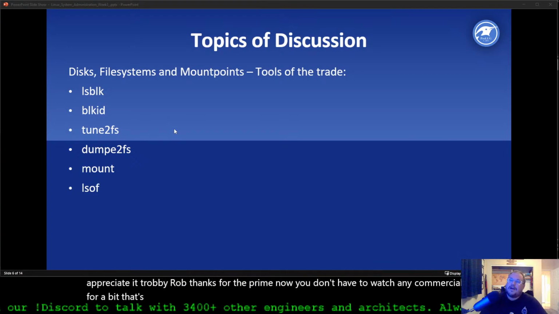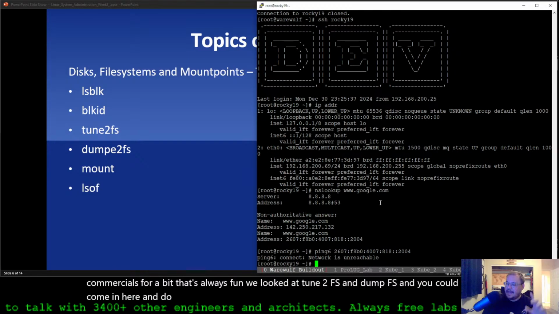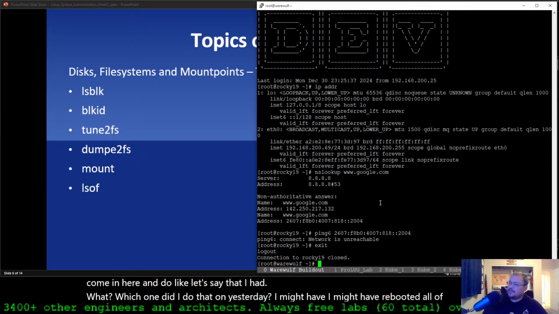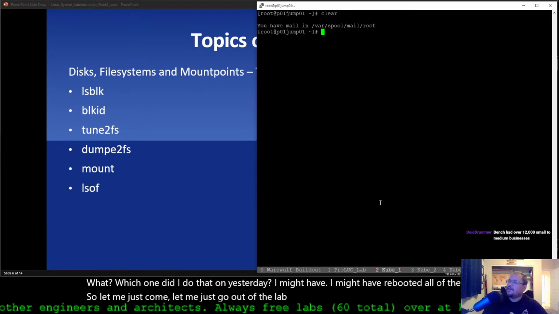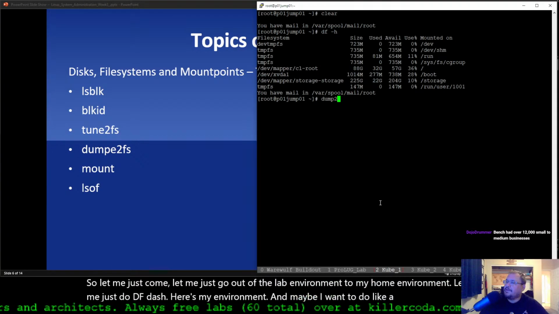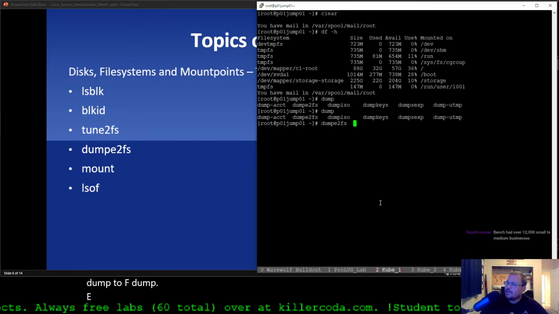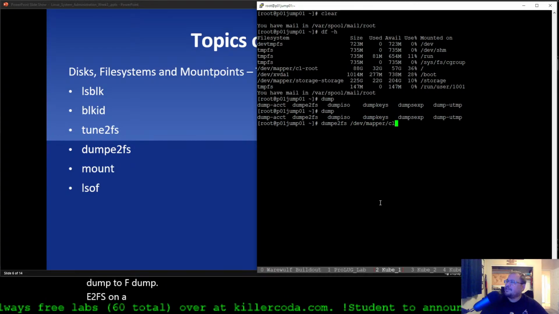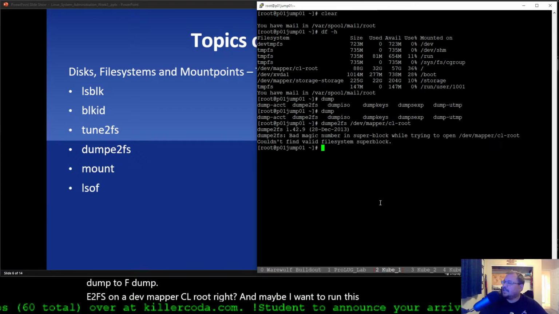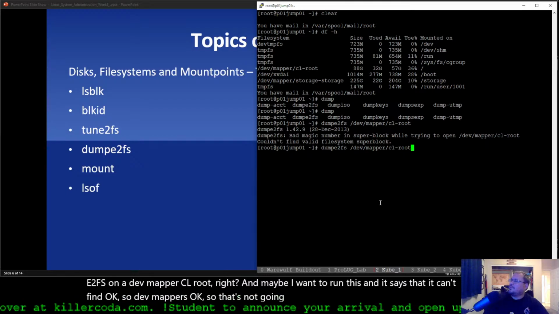We looked at tune2fs and dumpe2fs, and you could come in here and do, let's say that I had, which one did I do that on yesterday? I might have rebooted all of them. So let me go out of the lab environment to my home environment. Let me just do df -h. Here's my environment. And maybe I want to do a dumpe2fs on /dev/mapper/cl-root, right? And maybe I want to run this, and it says that it can't find it. Okay, so dev mapper, that's not going to work.